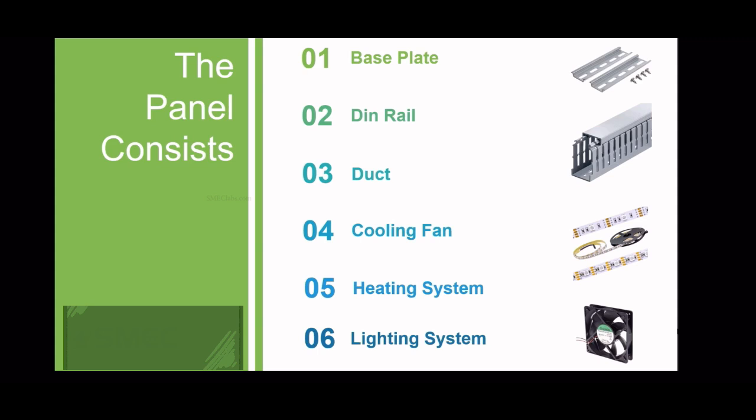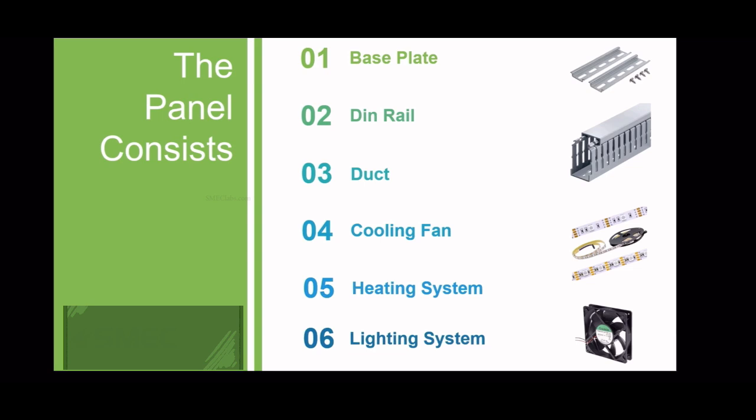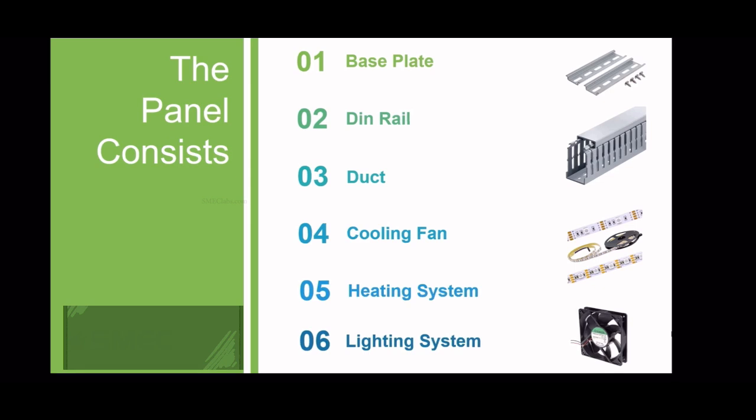Then the cooling fan for the cooling system. For the cooling system, you have to use the cooling fan inside the panel. But in the case of the heating system, there are more conditions like heating. That means in the cold climate, you can use the heating system also. Then the lighting system: in the panel there will be relays, the PLCs, and all the things. For the visibility of the panel, you can place the lighting system there too. Okay, these are the main components that are obtained in a panel.